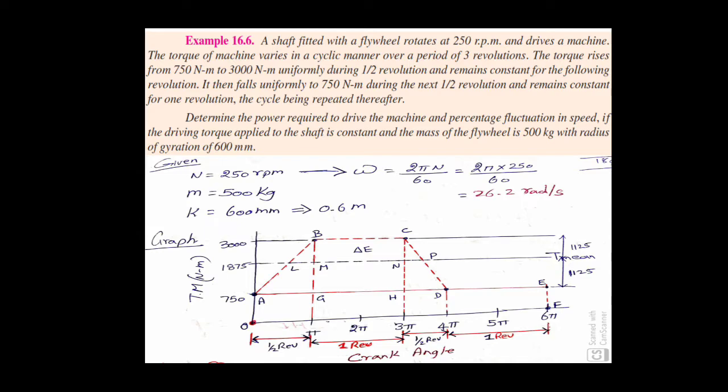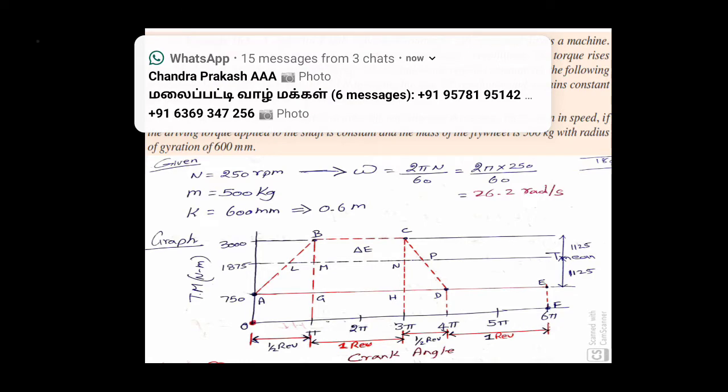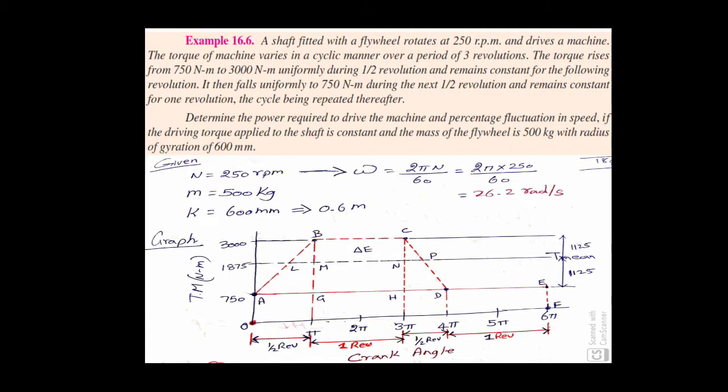Here in this problem, on the graphical representation of the turning moment diagram, the torque rises from 750 Nm to 3000 Nm over a cyclic manner during half a revolution and remains constant. Then it falls uniformly to 750 Nm during the next half revolution and remains constant for one revolution. With respect to one revolution, from 6π to 4π, half a revolution falls from 3000 to 750. Another constant is not mentioned in this problem.